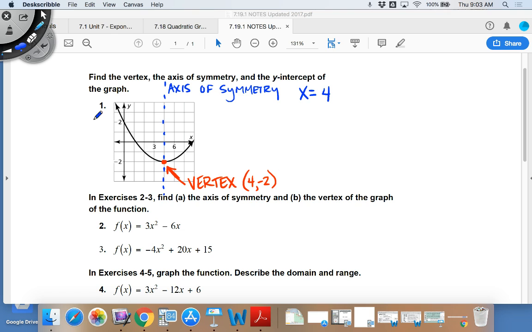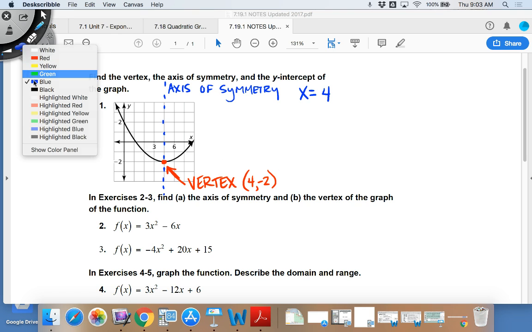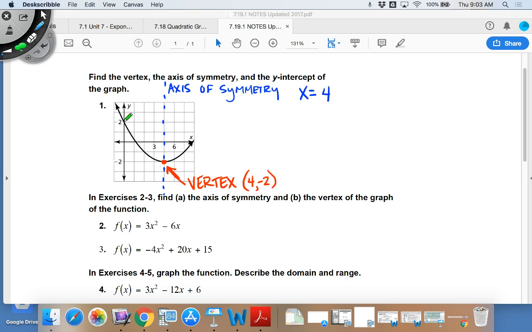The y-intercept is where it crosses the y-axis. So in this case, it crosses right here. I'm going to draw a really long line right there. So this is the y-intercept. The y-intercept is an ordered pair that always has 0 comma, and in this case, it is 2.